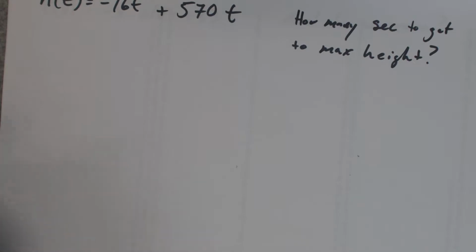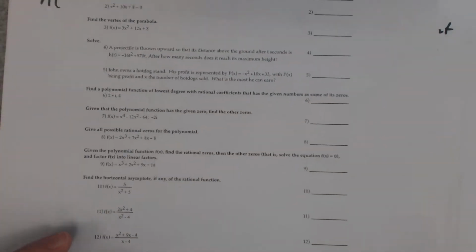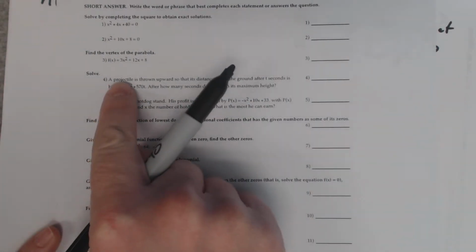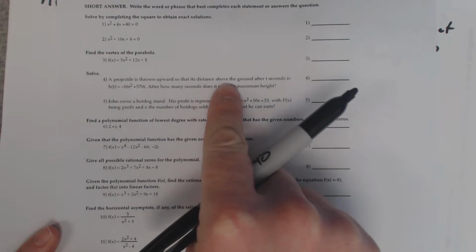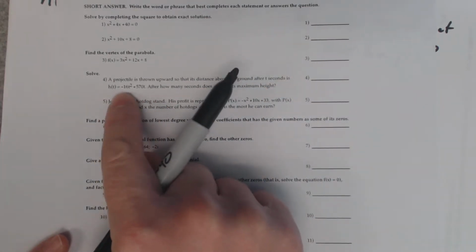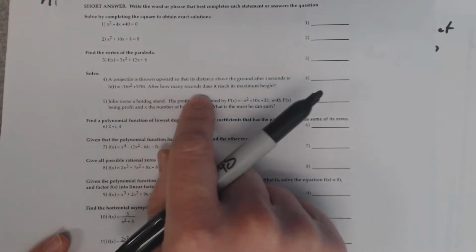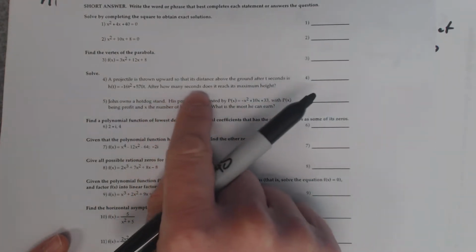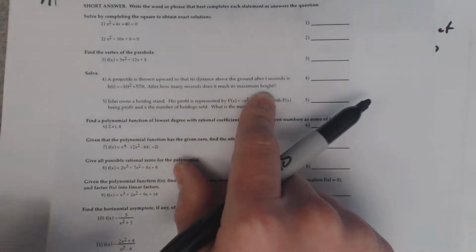All right, so we got a, might be hard to see here. It's a word problem. It says a projectile is thrown upward. I'm doing number 4 here. Projectile is thrown upward so that the distance above the ground after t seconds is given by this function. After how many seconds does it reach its maximum height?